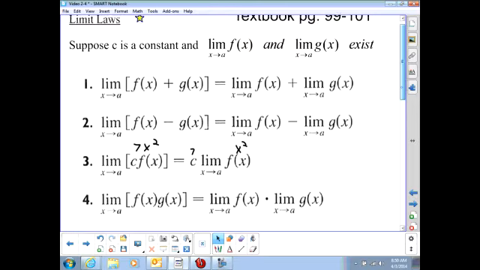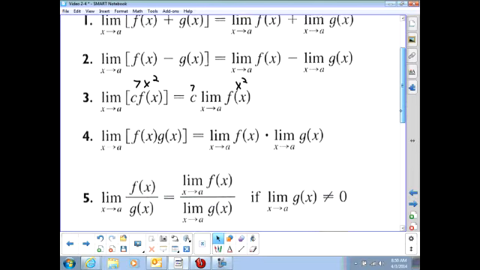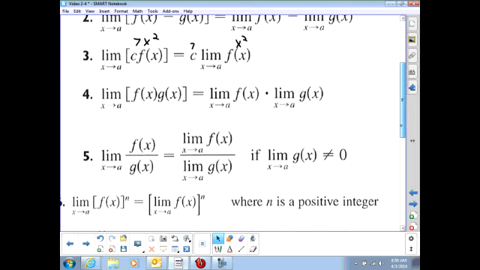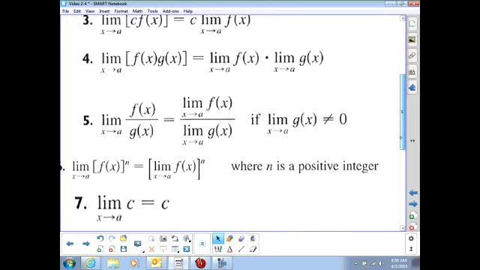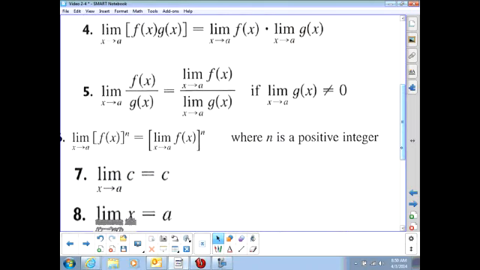Number 4, we have multiplication. You could do it separately for each of the functions when they're being multiplied. Same is true for division. The one thing you have to watch out for with division is the limit of the function in the denominator cannot equal 0, because if it's 0, then we would be undefined.